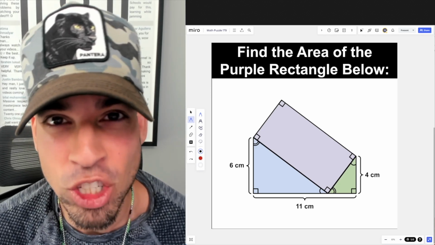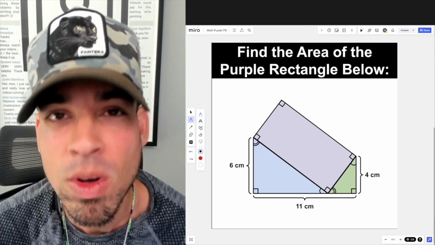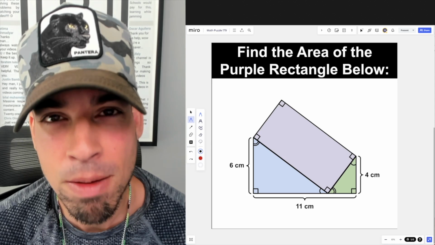In this one, the question is as follows. Find the area of the purple rectangle below. Hit that pause button and see if you can figure it out. When you're ready, hit play, and I'll give you the explanation.